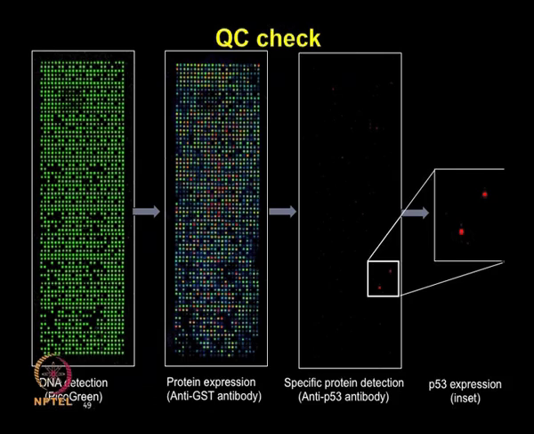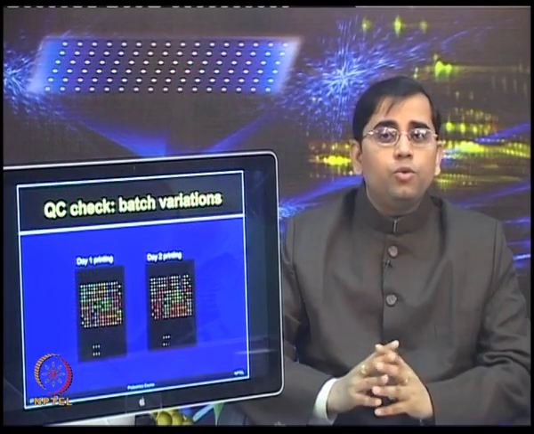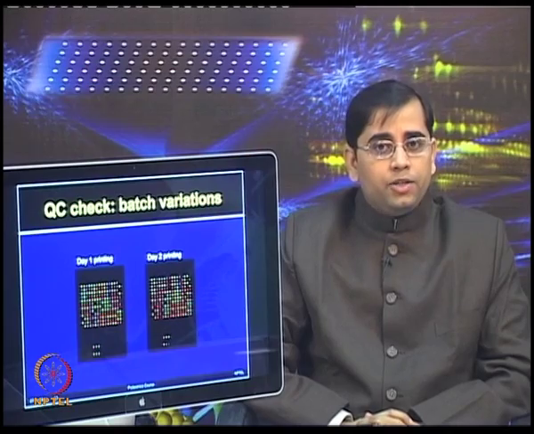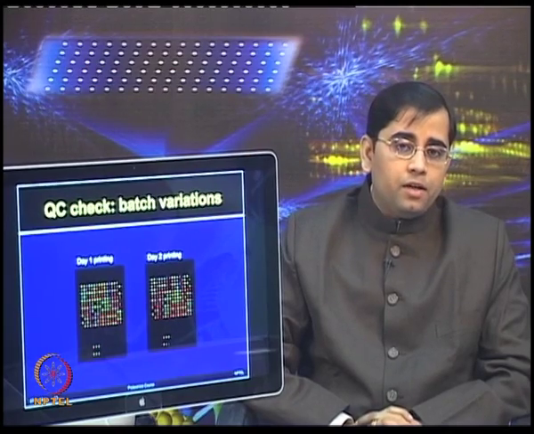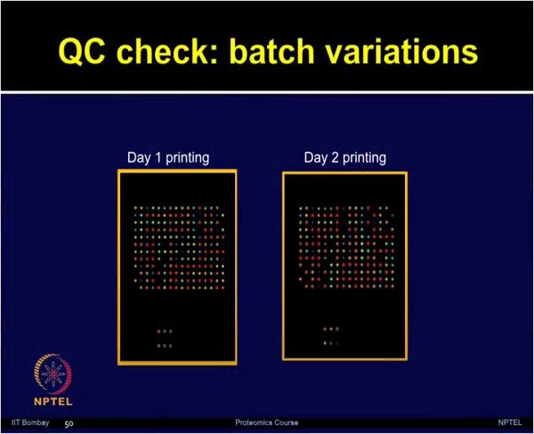Again, one needs to look for the batch to batch variation after the protein expression, and if you print the GST protein in a dilution series, as shown at the bottom of the slide, those can be used for assessing how much protein is produced on each feature. So, batch to batch CV, sample to sample coefficient of variation, as well as replicate coefficient of variation should be calculated.